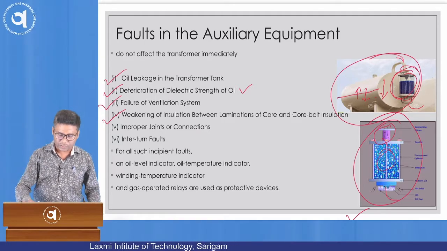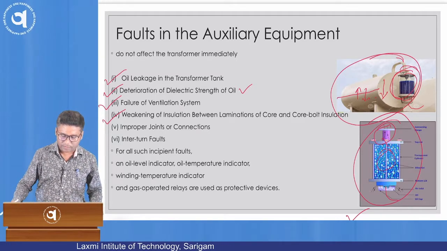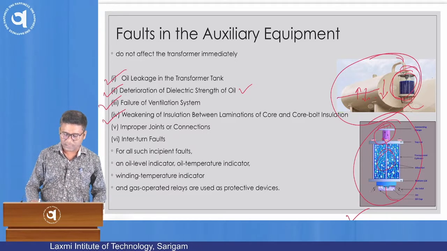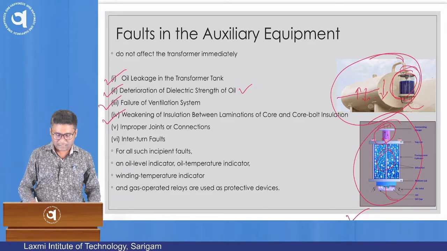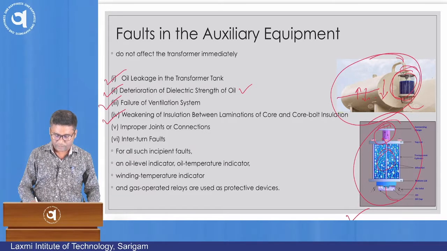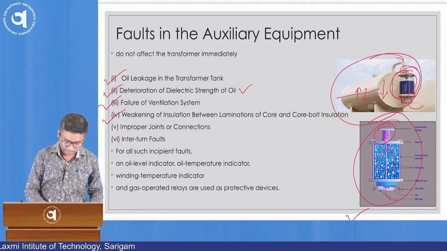And then the fourth one is the weakening of the insulation between laminations of the core and core bolt insulation. Weakening of the insulation between laminations of the core and core bolt insulation results in increased eddy current losses, and hence it raises the temperature of the core, and this may lead to a failure of the insulation of the winding.